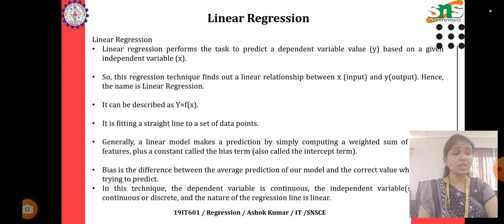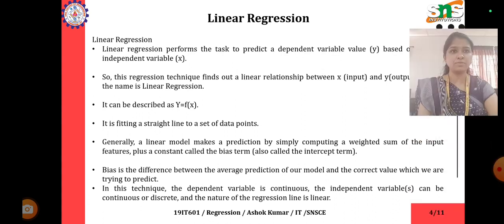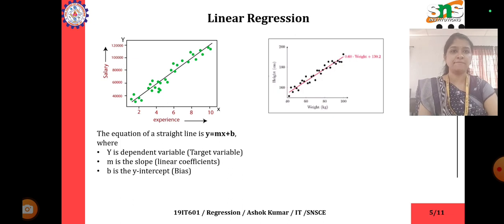Generally, a linear model makes a prediction by simply computing a weighted sum of the input features plus a constant called the bias term. Bias is the difference between the average prediction of our model and the correct value which we are trying to predict. In this technique, the dependent variable is continuous, the independent variable can be continuous or discrete, and the nature of the regression line is linear. And this is an example of a linear regression.